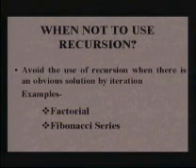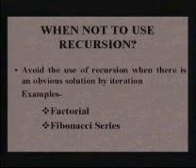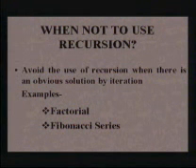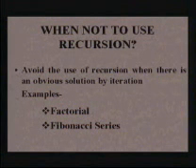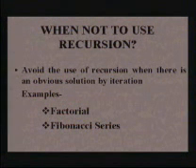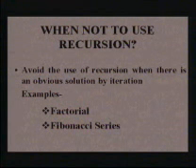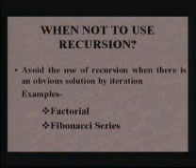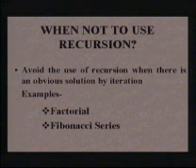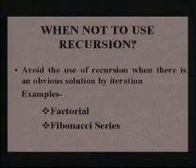Always avoid recursion when there is an obvious solution by iteration. If a certain problem can be solved by iteration using a for loop or while loop, you know that any programming language, C or Pascal, provides iterative constructs, for example the for statement and the while statement. So if any problem can be solved through iteration, for example factorial or the Fibonacci series, then it is better not to use recursion. Why? Let me explain.